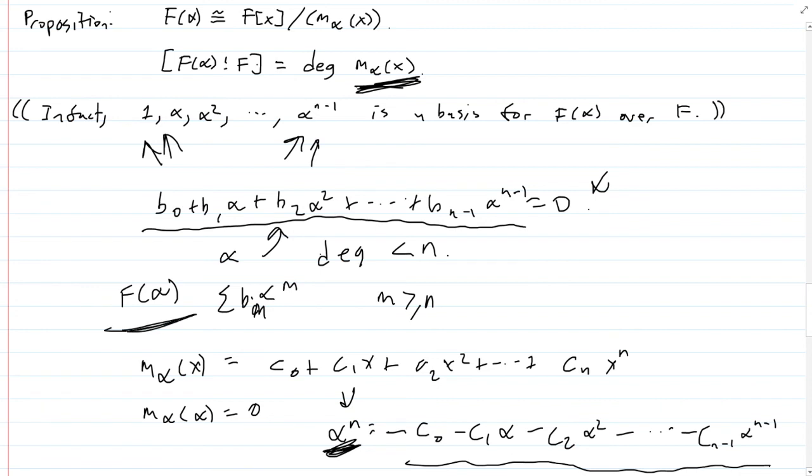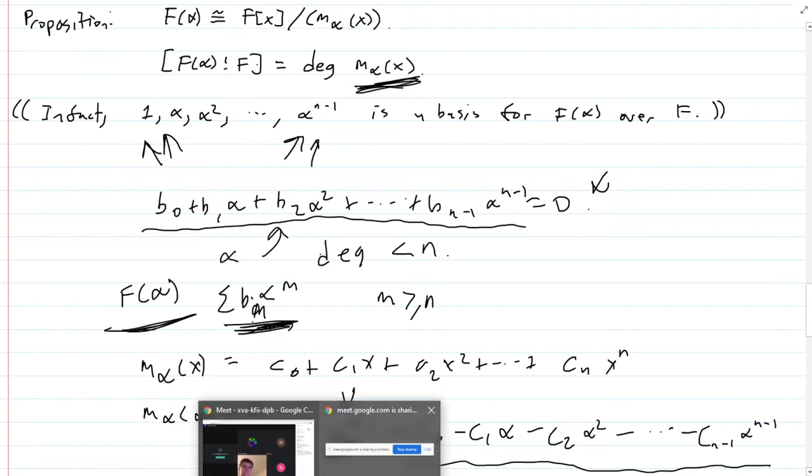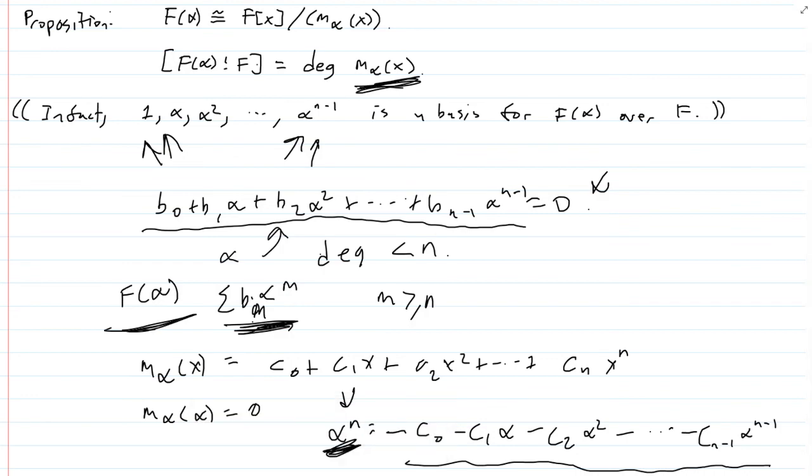Because in F adjoin alpha, all of the terms are just linear combinations of powers of alpha with coefficients in F, and then you can write the higher degree terms in terms of the lower degree terms by using the relation afforded to you by the minimal polynomial. Does that make sense? Okay.